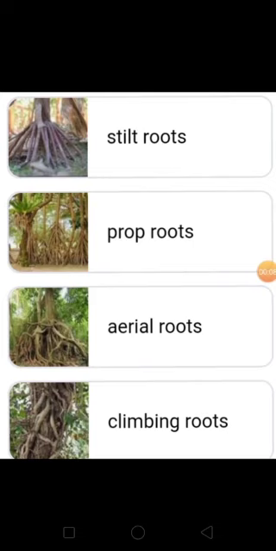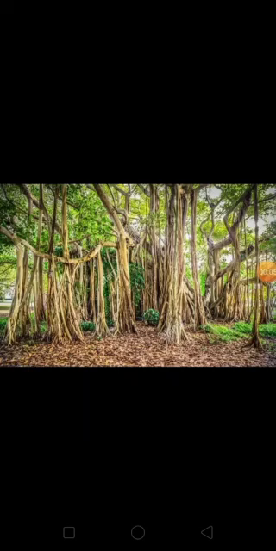Second, roots for support. Some roots are modified to provide additional support to the tree or plant and to help it to stand straight. There are four types of support roots: prop roots, stilt roots, buttress roots and climbing roots. First, we will see prop roots. Prop roots are aerial roots of trees. They hang from the heavy branches and grow vertically downward and penetrate the soil. A banyan tree has prop roots.